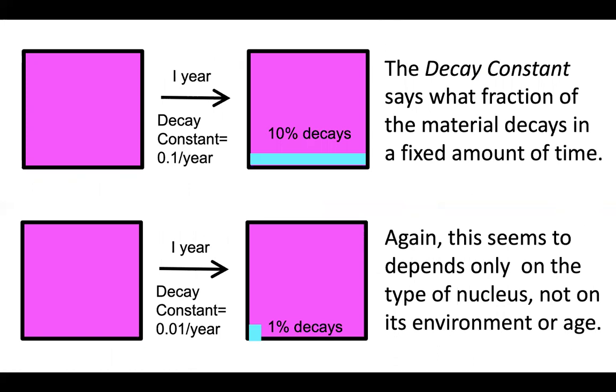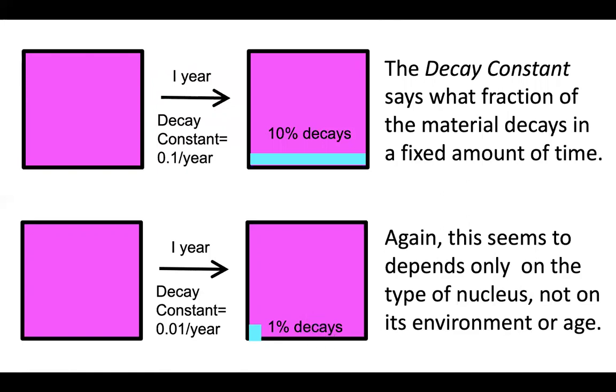What the decay constant basically tells you is what fraction of the material transforms in a fixed amount of time. So for example, if you have something with a decay constant of 0.1 per year, then if you had a pure sample of this material that is prone to decay in a particular way, 10% of it will decay within a year. If you have something instead with a decay constant of 0.01 per year, just 1% will decay within a year.